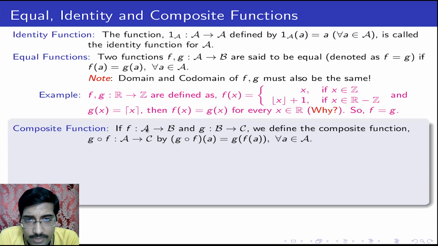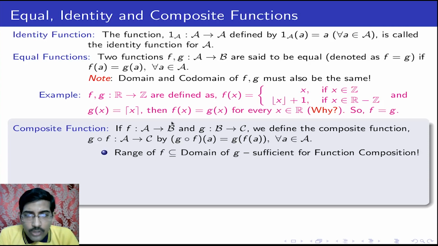Now you can easily see that there can be some element in A which maps to some element in B, and that same element in B can get mapped to some element in C. Therefore, I could have a transitive mapping from A to C via g. So I can declare a function called g o f, from A to C, by writing it as: first I apply f and then I apply g for all a. This kind of function is called a composite function.